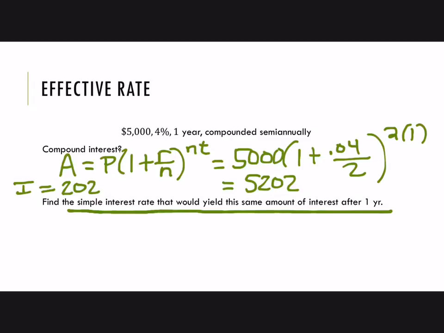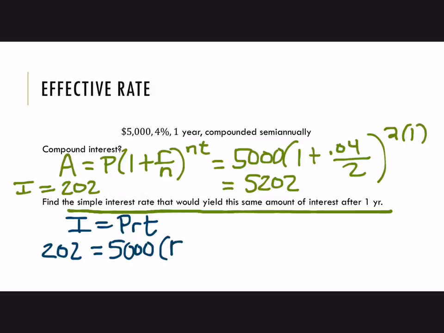Alright, next we need the simple interest rate that gives the same amount of interest after 1 year. So we use the formula for simple interest, I equals PRT. We want it to yield the same amount of interest, so use 202 as the amount for interest. Still the same principal, $5,000. We're solving for the simple interest rate, and then we still want to consider a time period of 1 year.